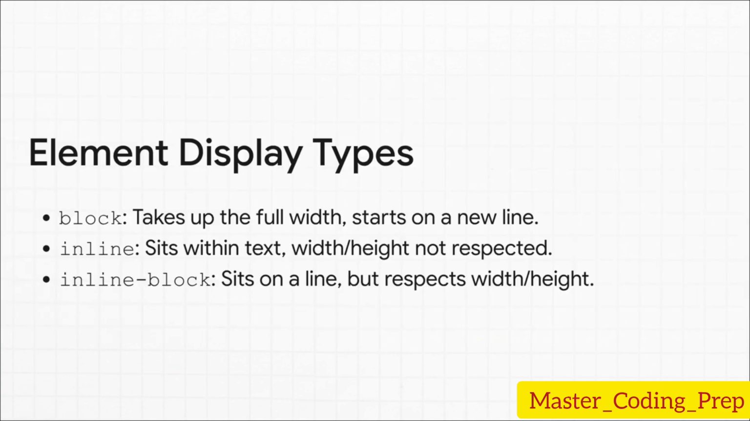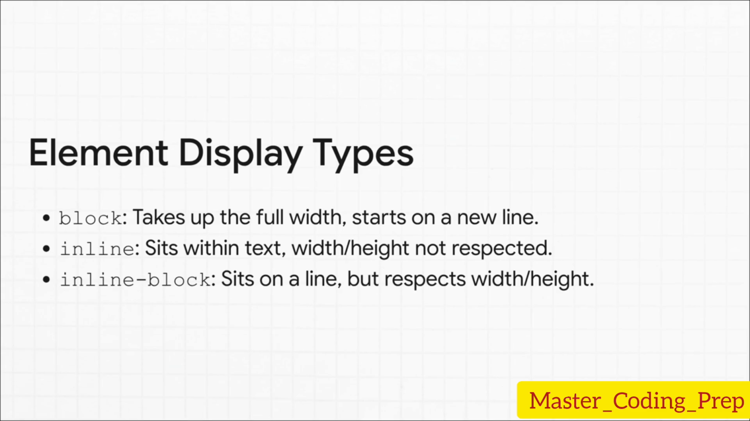And these boxes have their own little personalities too. A block element is kind of greedy. It takes up the whole width of the page and forces a new line after it. An inline element is more polite. It just sits right inside a sentence without causing a fuss. And then you have inline block, which is the best of both worlds. It sits on a line, but you can still control its size, which is awesome for things like buttons in a navigation bar.